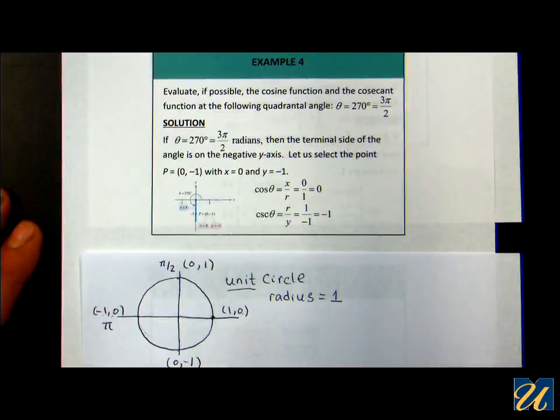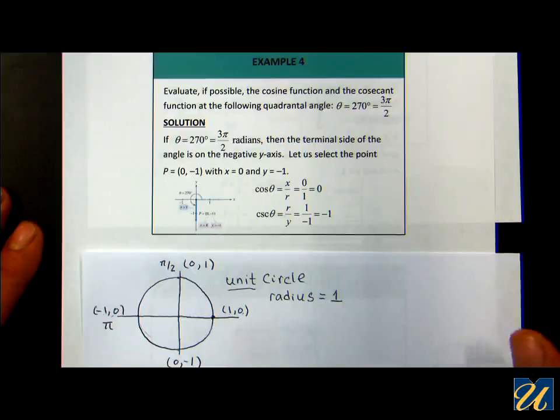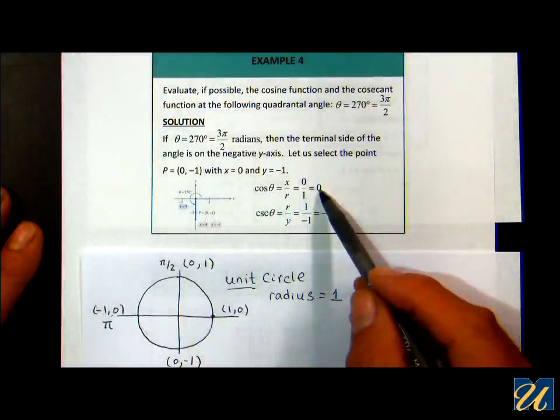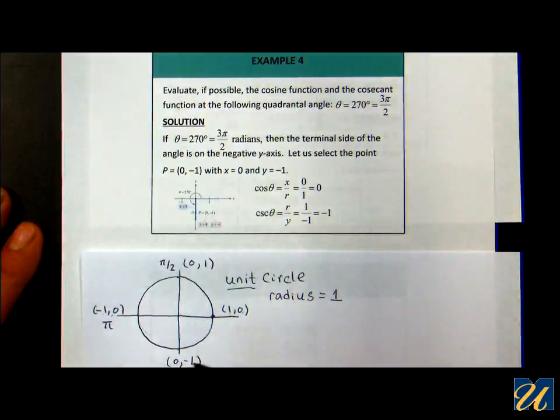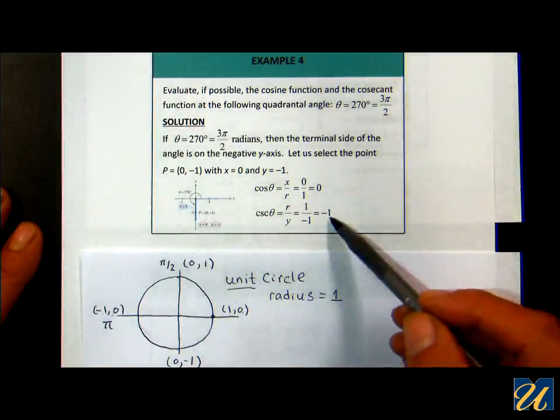In other words, they are making this be on the unit circle to simplify matters. And that's not always the case, and that's why I'll do an example in the problem area where point P is not on the unit circle, so the radius will not be 1. So again, at this coordinate, 0, -1, the cosine is the x value, which is 0, and the cosecant is 1 over the y-coordinate. The y-coordinate is -1, so the reciprocal of that is -1.